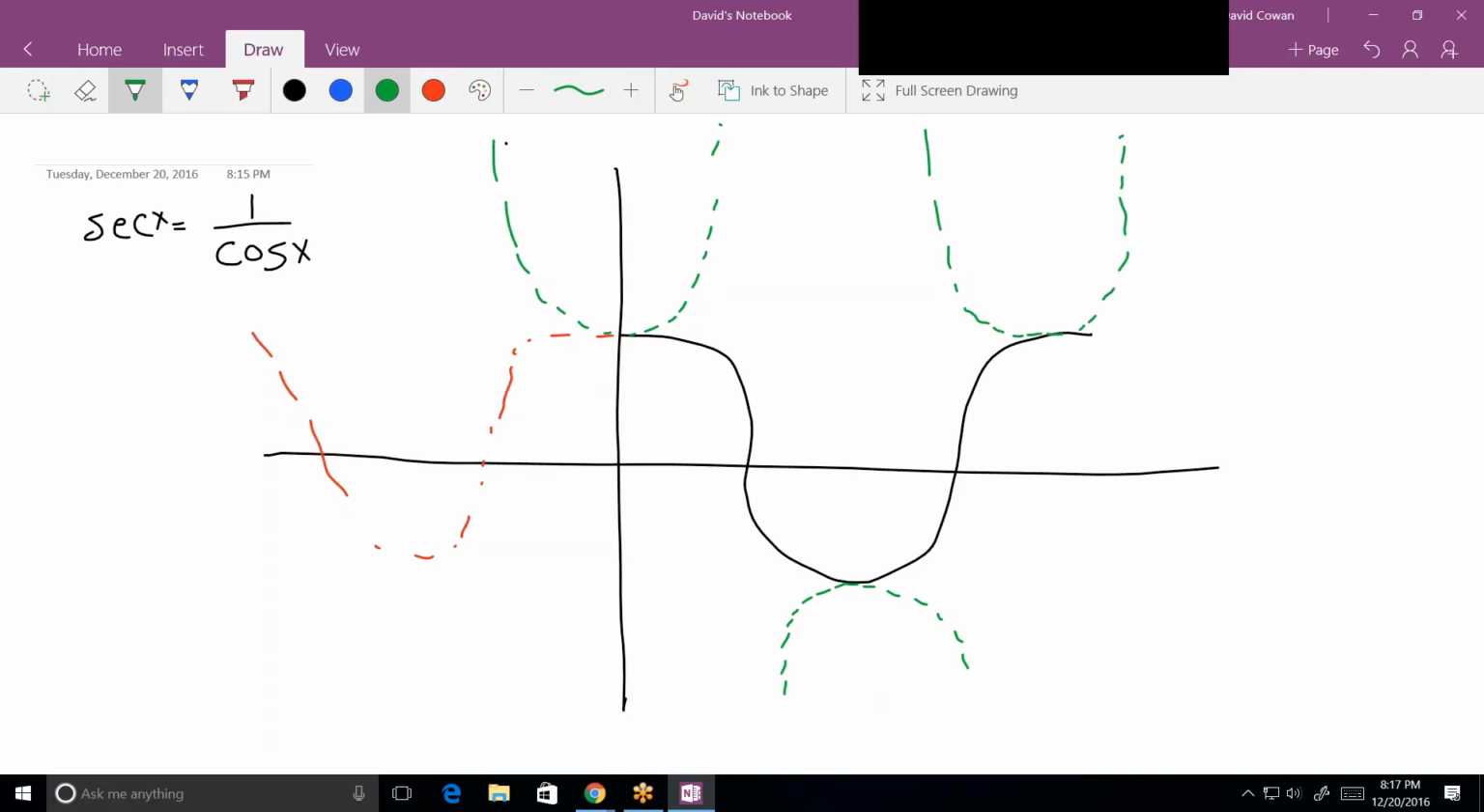Now, notice that when cosine is equal to 0, let's make that 1, make that minus 1. But notice when cosine is equal to 0, right there, what's the secant going to be?